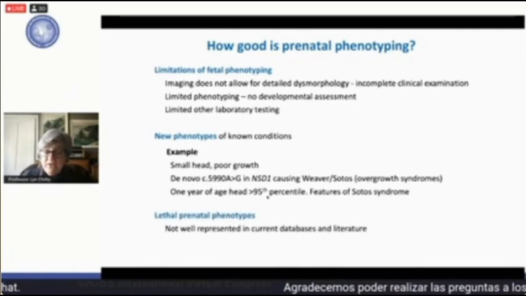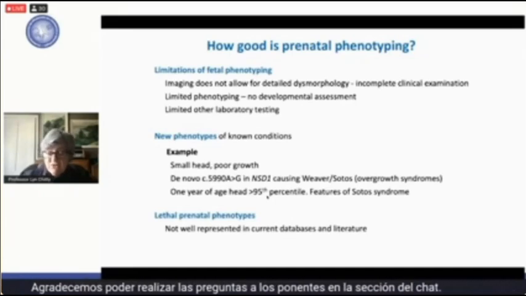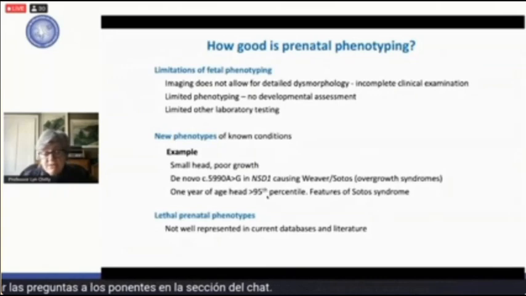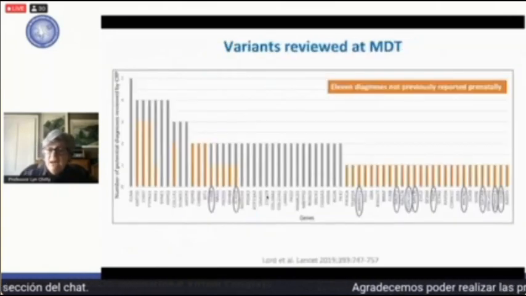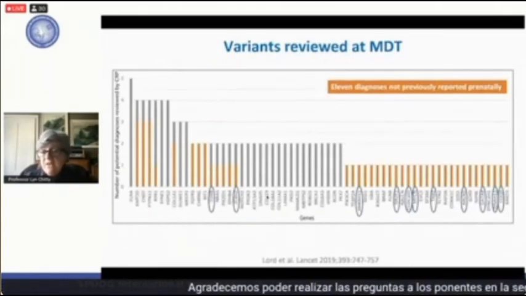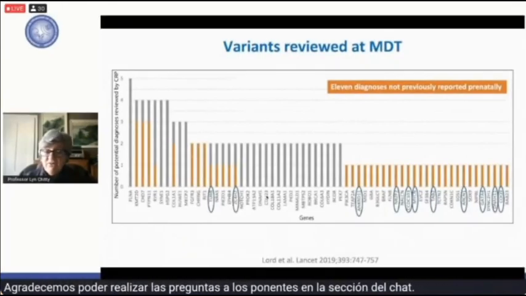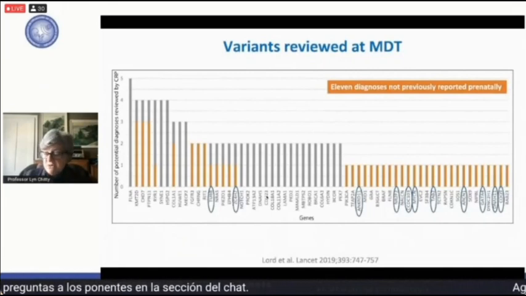Y estos fenotipos que vemos prenatales no están en las bases de datos y la literatura, debido a que los pediatras no necesariamente interpretan las variantes de pérdida de función en la proteína. Entonces estamos identificando aquí 11 diagnósticos que previamente no han sido reportados a nivel prenatal. Identificamos características sonográficas en 11 condiciones que no han sido evaluadas o reportadas previamente.